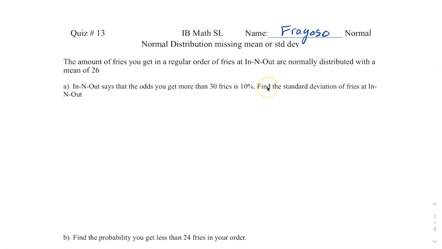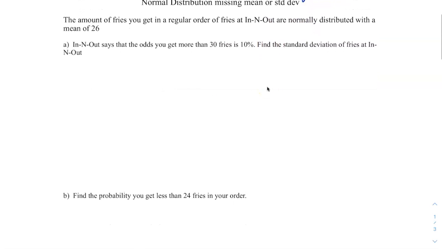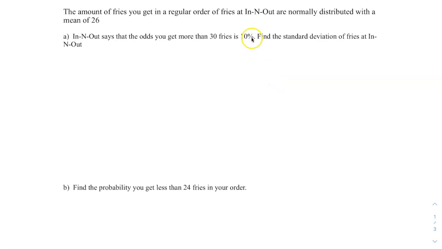So let's go over the self-quiz of missing mean or standard deviation. The amount of fries you get in a regular order of fries at In-N-Out are normally distributed with a mean of 26. In-N-Out says the odds you get more than 30 fries is 10%. Find the standard deviation. So again, notice we're missing standard deviation. So anytime we're missing one of these, we got to do the z value, the z equation, normalization equation.